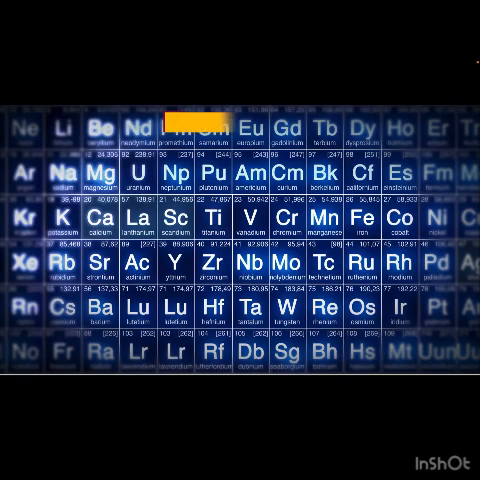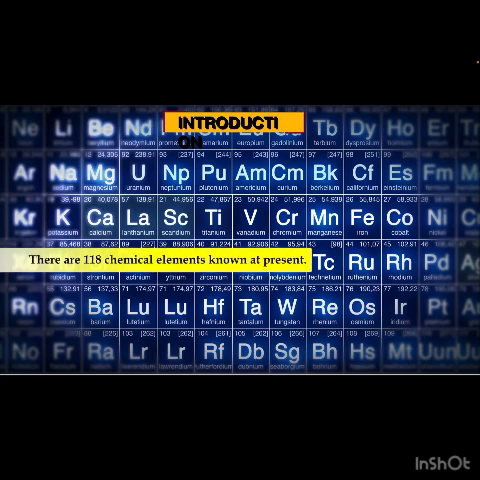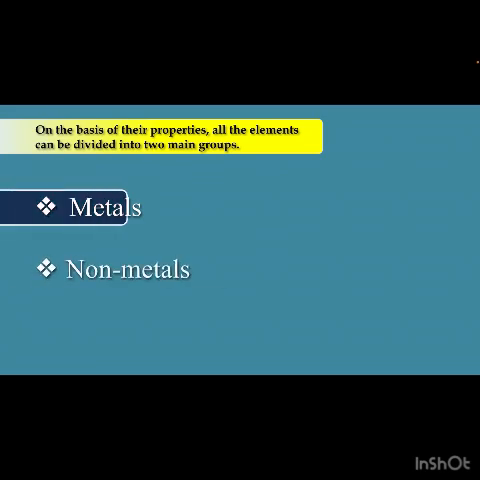So you know that there are exactly 180 elements present right now. On the basis of their properties, all the elements can be divided into two main groups, that is, metals and non-metals. Let us discuss one by one.